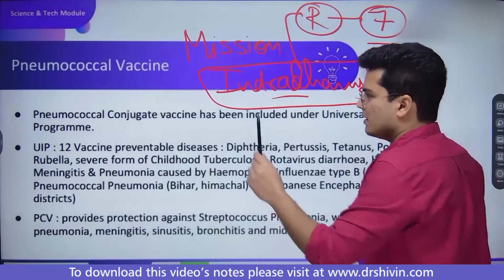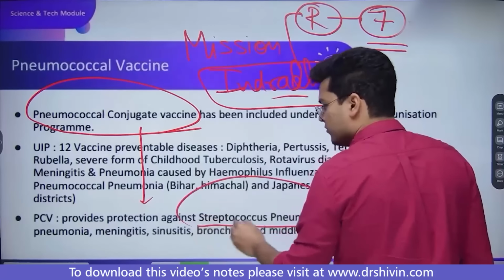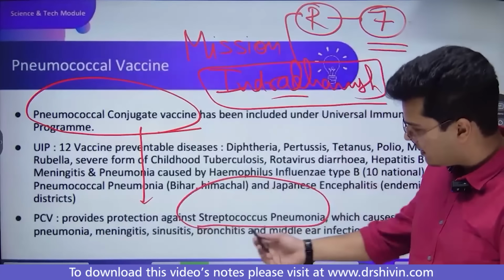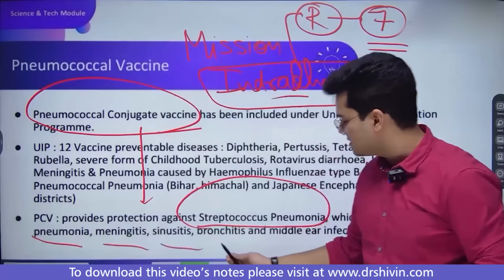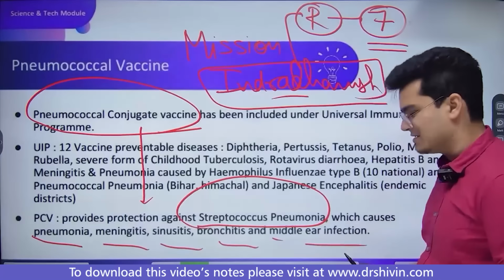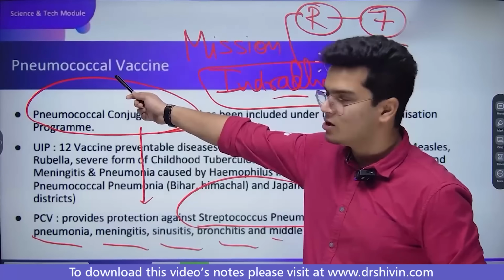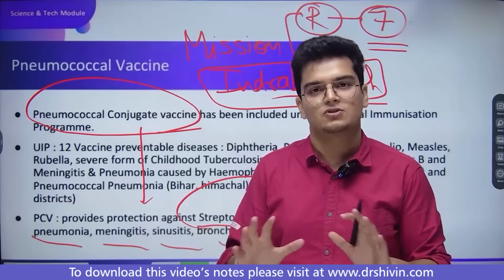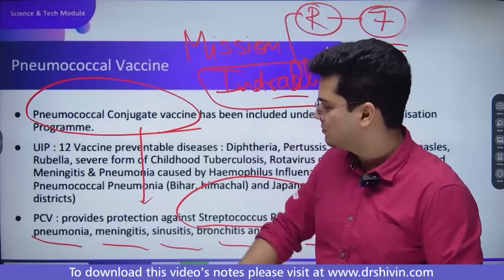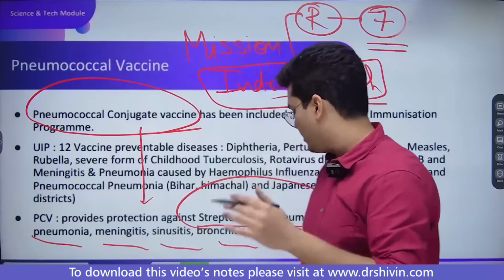ओके. नाउ न्यूमोकोकल कॉन्जुगेट वैक्सीन पीसीवी, इट प्रोवाइड्स प्रोटेक्शन अगेंस्ट स्ट्रेप्टोकोकस निमोनिया व्हिच कॉजेज व्हाट. यहां पे लिखा है इट कॉजेज निमोनिया, मेनिंजाइटिस, साइनसाइटिस, ब्रोंकाइटिस एंड मिडल ईयर इन्फेक्शन. डोंट वरी, सब बताता हूं. निमोनिया, वो तो नाम से ही पता चल रहा है, न्यूमोकोकल वैक्सीन. निमोनिया मींस लंग इन्फेक्शन. दैट्स ऑल यू नीड टू नो. लंग्स में इन्फेक्शन इज निमोनिया. मेनिंजाइटिस, मेनिंजाइटिस हैपेंस इन द ब्रेन.